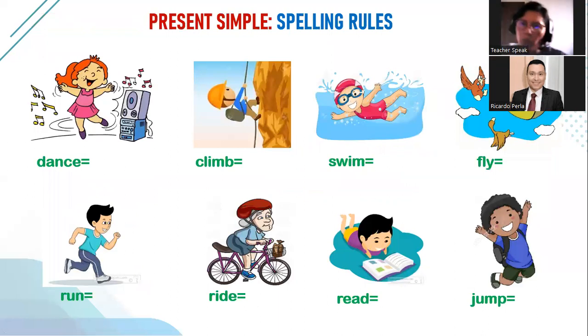So what about this verb, dance? What would you add, Ricardo? I think add little S. Exactly, we just add the letter S, right? Dances. What about climb? Add little S. Letter S, right? What about swim? I think add ES. Yes, okay. But let's take a look at the rules, okay?